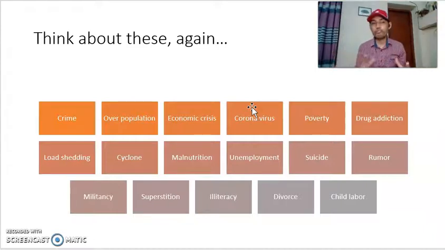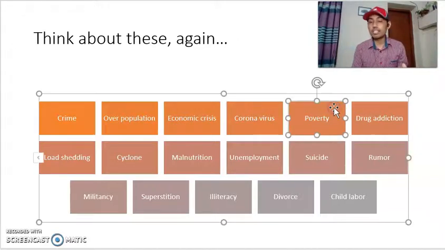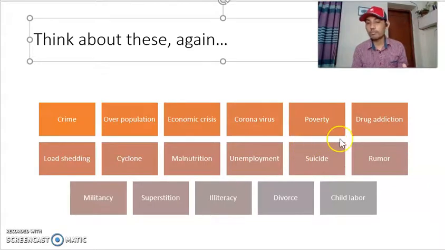It's a virological, it's a medical thing. But some issues are related to society, like using hand wash and maintaining social distancing. Poverty, no doubt, is a social problem. Drug addiction is a social problem, as you notice.